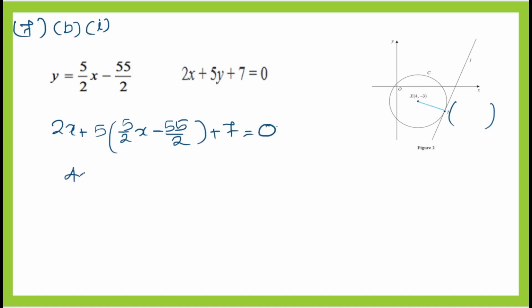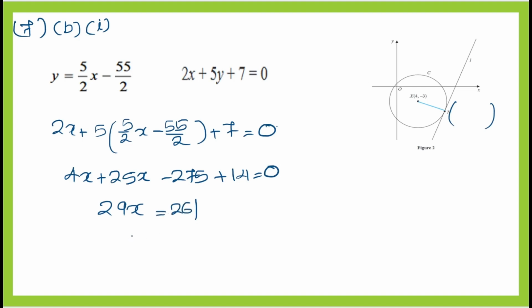It implies 4x plus 25x minus 275 plus 14 equals 0. Now 29x plus 261 equals 0, or 29x equals 261. Then x equals 261 by 29. That equals 9.